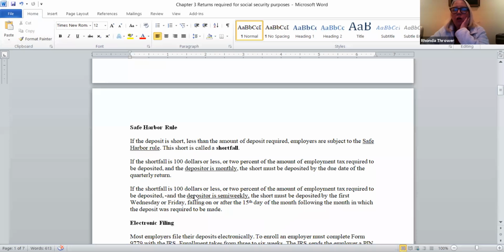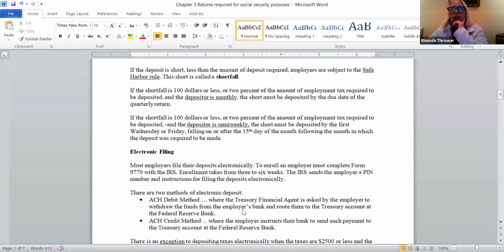If the shortfall is $100 or less, or 2% of the amount of the employment tax required to be deposited, and the depositor is semi-weekly, the short must be deposited by the first Wednesday or Friday falling on or after the 15th day of the month following the month in which the deposit was required to be made. And we'll be working some of these in the problems that are going to be coming up in the upcoming videos.